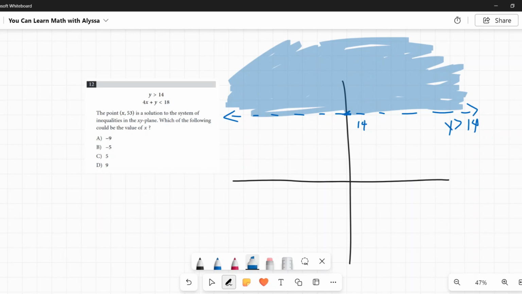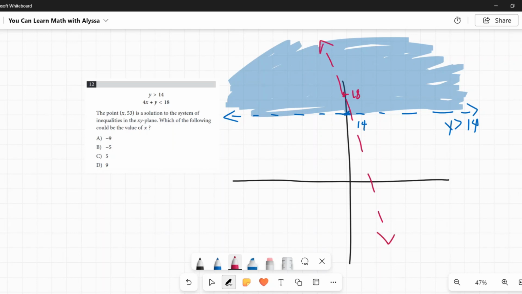All right, the other one, 4x plus y is less than 18. That's going to be a negative sloped line, a line with a y-intercept of 18 and a slope of -4. So it's going to be very steep. And again, it's a less than, so it's going to be a dashed line. And again, this is just like a little rough sort of approximation to show you what's going on.